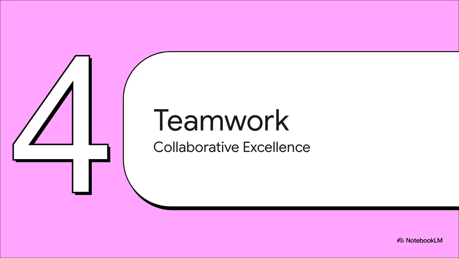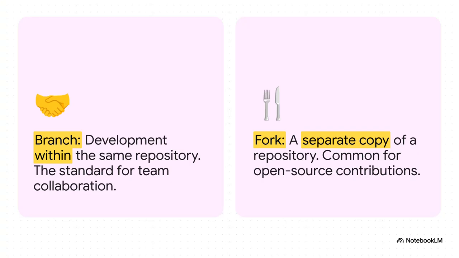Okay, so we've got the solo workflow down, but now it's time to level up. How does all this work when you're on a team? This is where we really transition from just being a data scientist working alone to being a true collaborative ML engineer. And for teamwork, you really need to understand the difference between a branch and a fork. It's pretty simple, actually. A branch is for working with your own team, inside your repository. A fork is when someone from the outside, like an open source contributor, makes a complete personal copy of your repository to work on. So, branches for internal work, forks for external contributions.